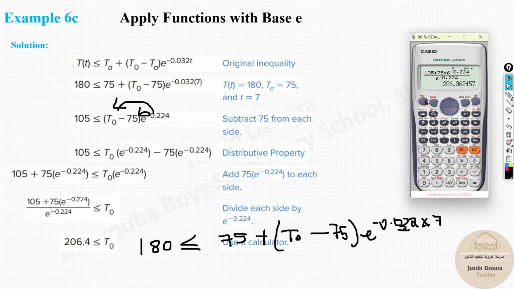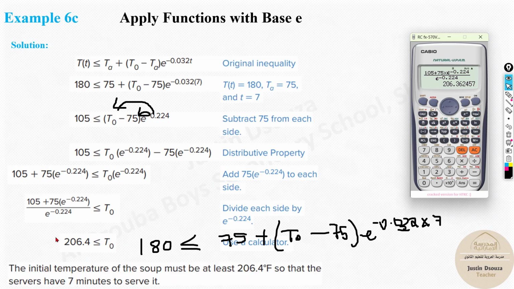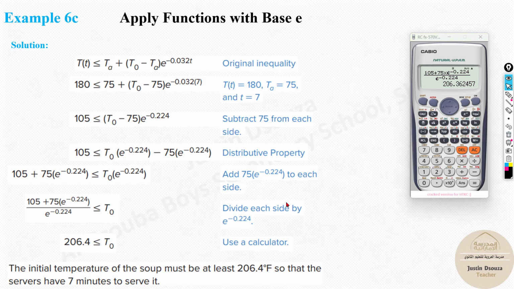So the temperature must be 206.4 when it is taken from the heat source. This is very important. It must be greater than, at least, see, at least again. So when the soup is cooked, it must at least reach the temperature of 206.4, and after that you can take it off. And then the servers will have 7 minutes to serve the soup before it goes below 180 degrees Fahrenheit. So this is how we solve this problem.